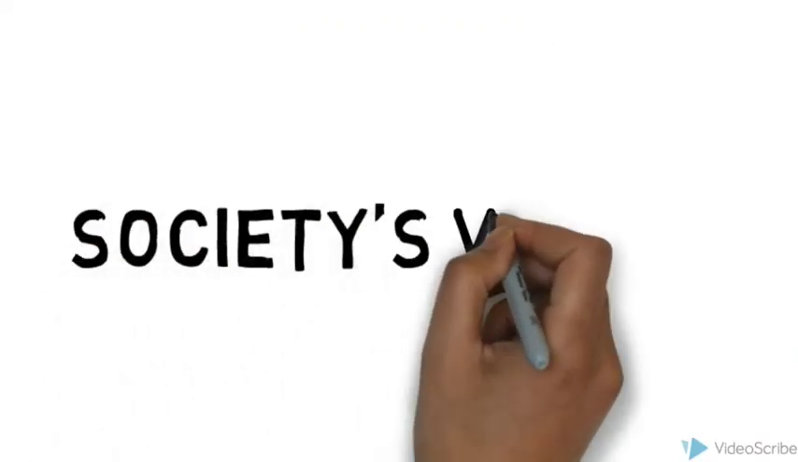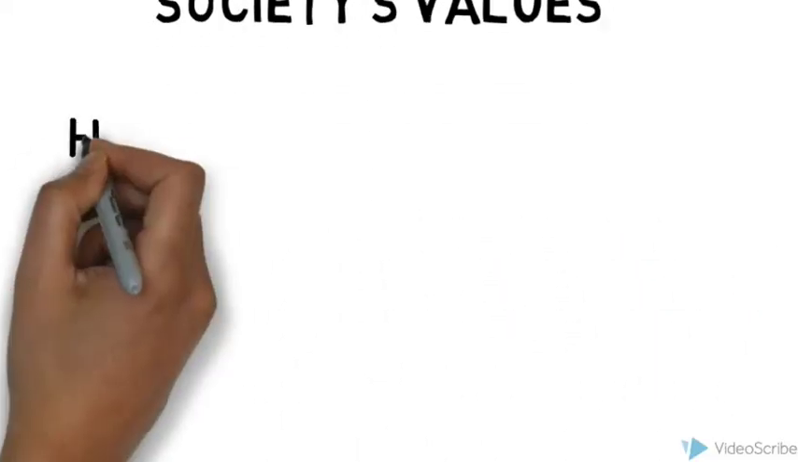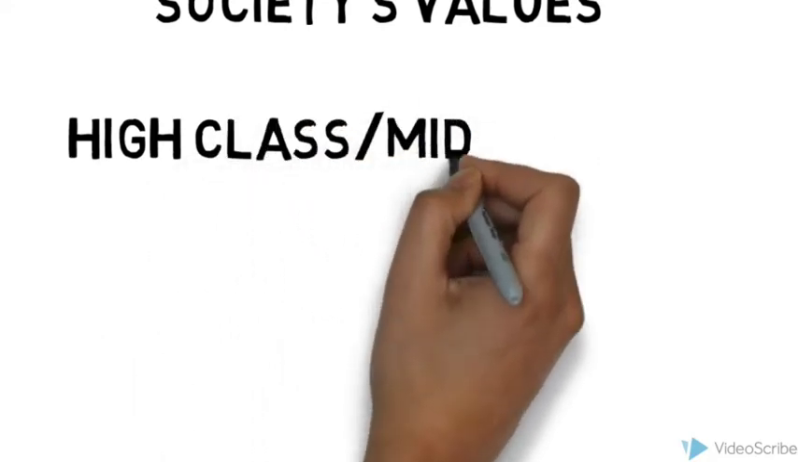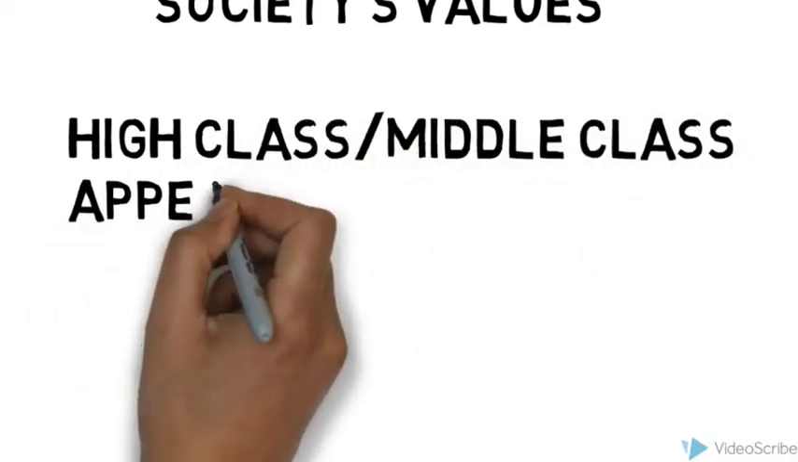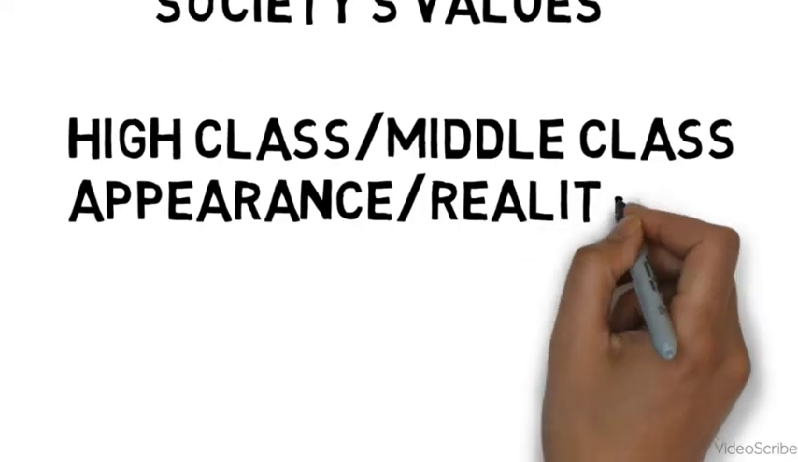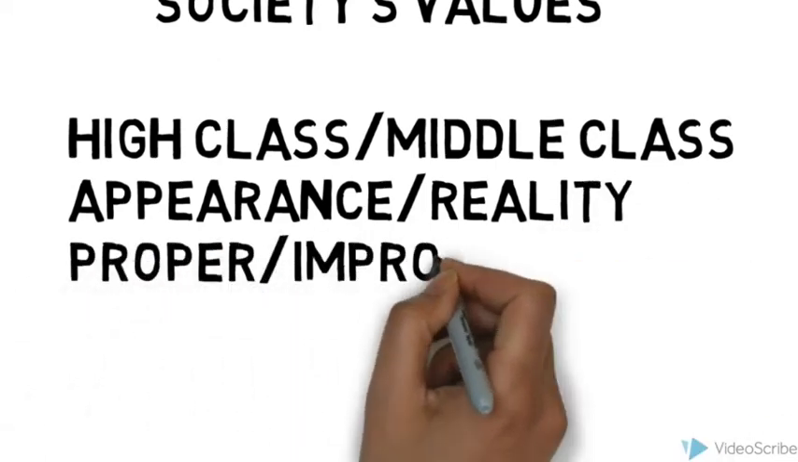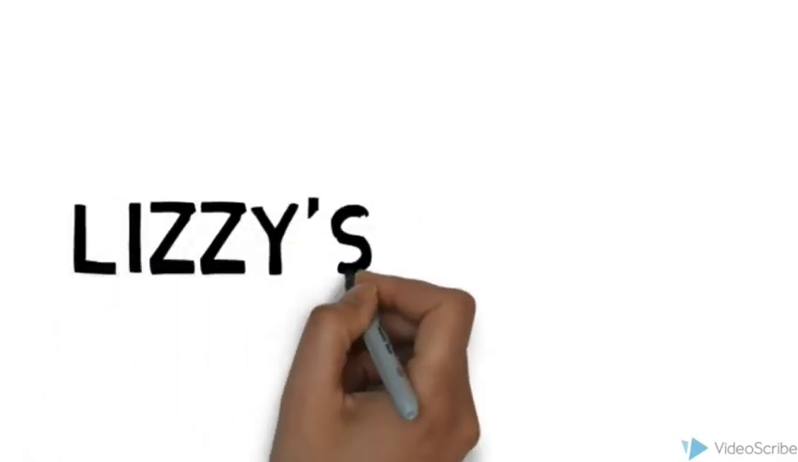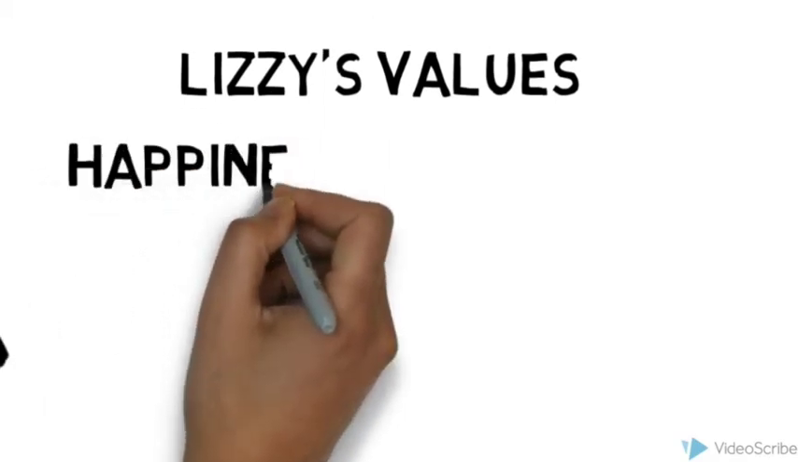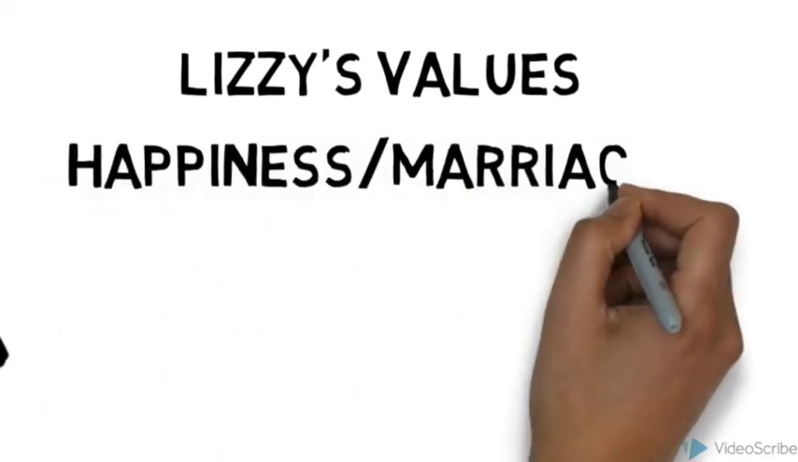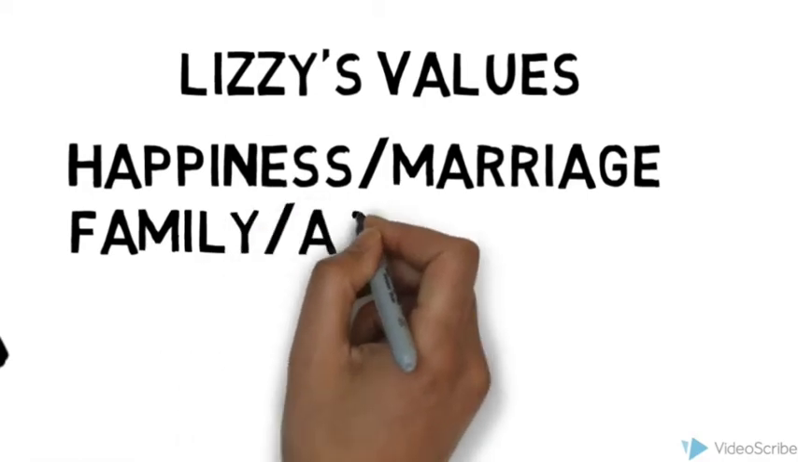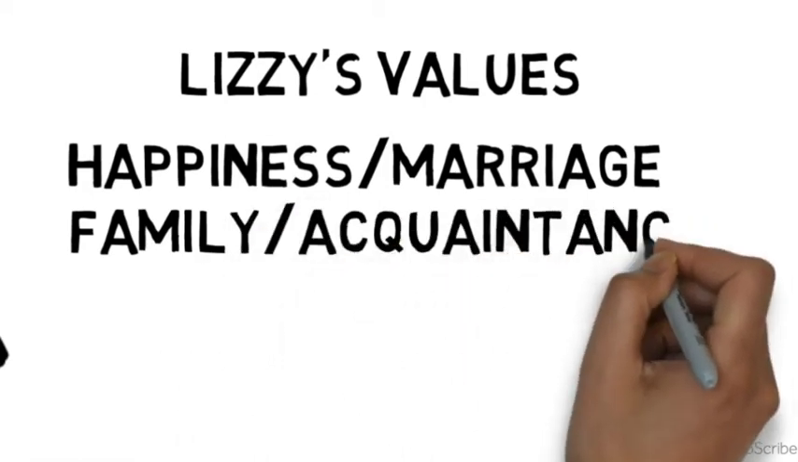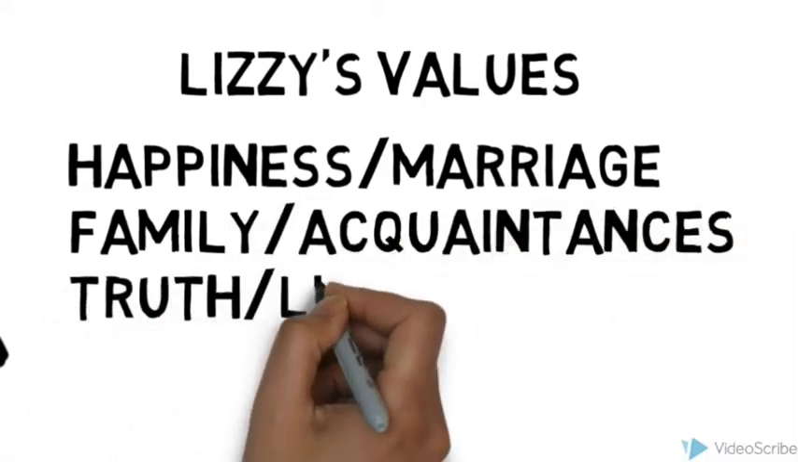For example, binary oppositions that are valued by society include high class over middle class, appearance over reality, proper over improper, and marriage over happiness. Of course, the understanding of each of these words is reliant on your understanding of what society valued and why at the time. This knowledge also helps us to see where Lizzy herself differs from these oppositions and what she values in the oppositions of happiness over marriage, family over acquaintances, and truth over lies.